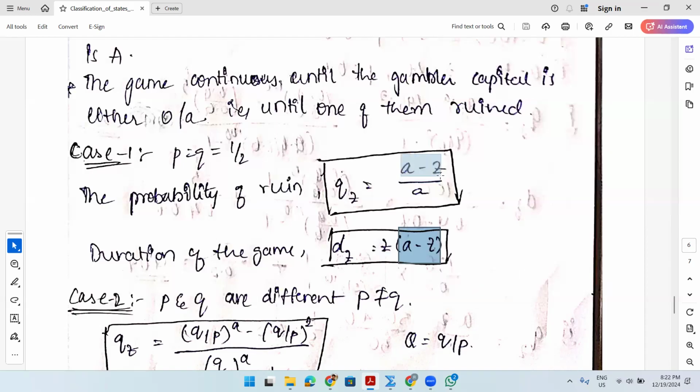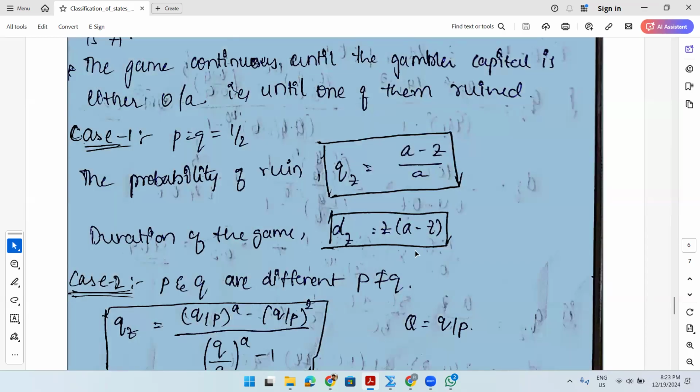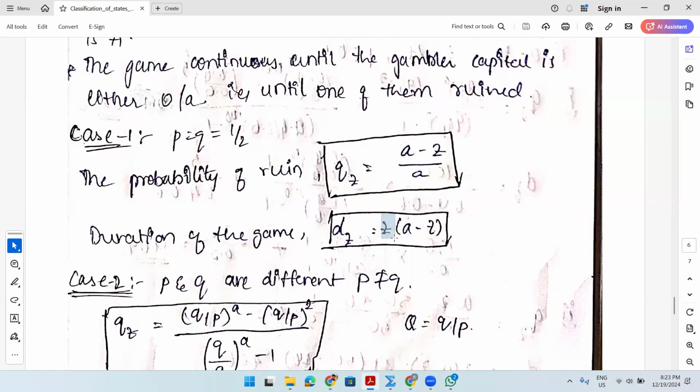Here A minus Z is the opponent's rupees in total. That is QZ, the probability of loss. If the opponent has huge rupees, the probability of loss is huge. If the opponent has fewer rupees compared to the gambler, the loss is less. The duration is the multiplication of what the gambler has and what the opponent has.